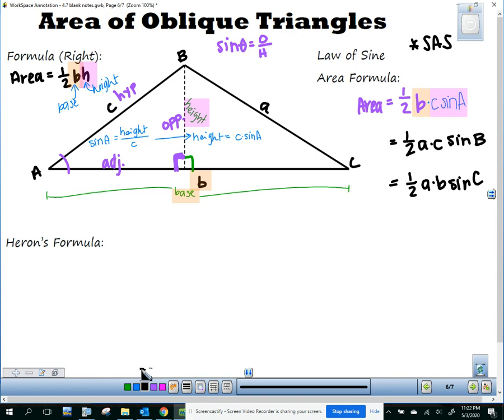Now another formula, we said this one is used when you know side, angle, side. Heron's formula is one that you can use when you know side, side, side.